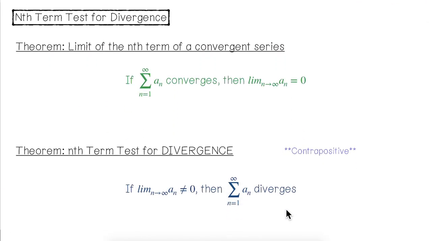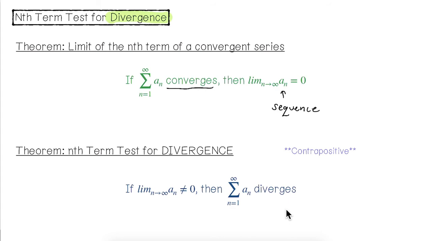So the last thing that we're going to do is look at what's called the nth term test for divergence. Emphasis on the word divergence there. So we have two theorems that go along with this. The first is called the limit of the nth term of a convergent series. So if we know we have an infinite series and it converges, then we know that the limit of the sequence must be 0. So that means eventually at the end of our sum, all of the terms we're essentially adding are 0, which is why our sum goes to a finite value.